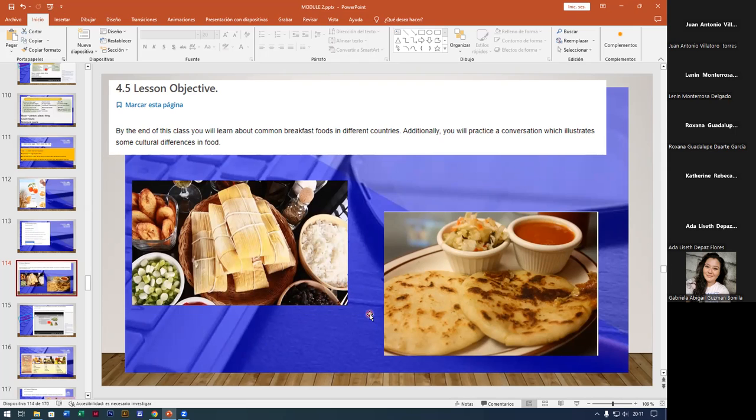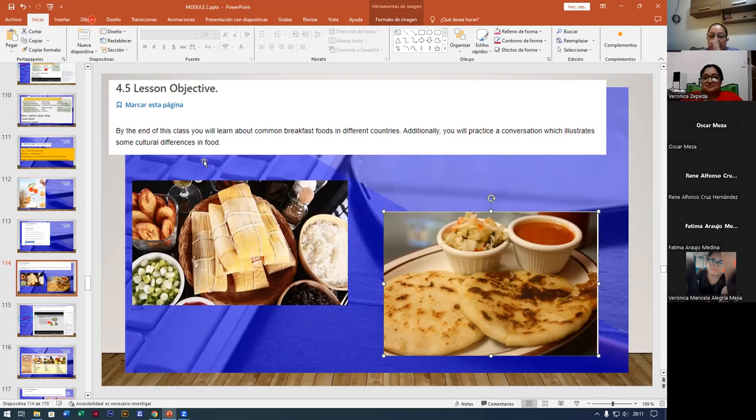What's the origin of this food? What country? El Salvador, right? That is correct. How not to recognize the delicious pupusas. Do you like pupusas? I think everybody, yes, right? Yes, I like it. Fantastic. They are so delicious.